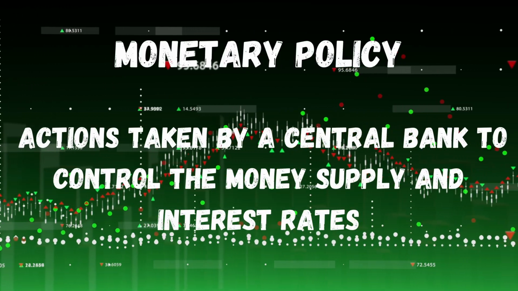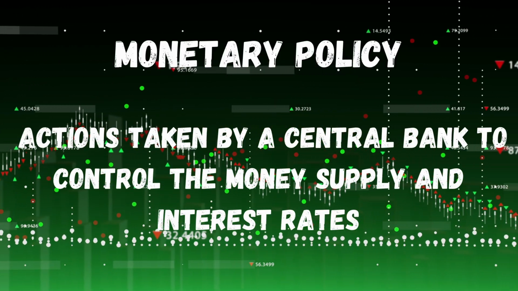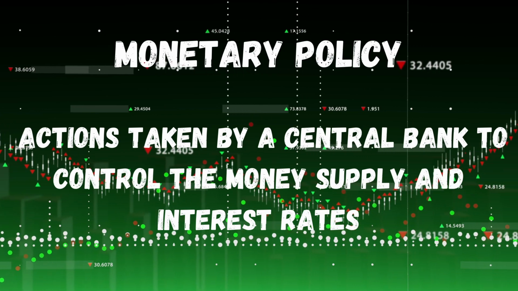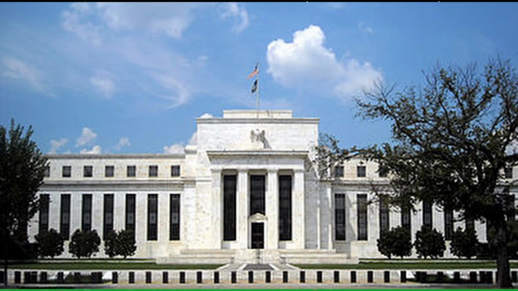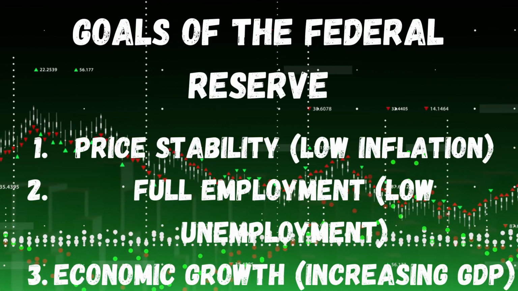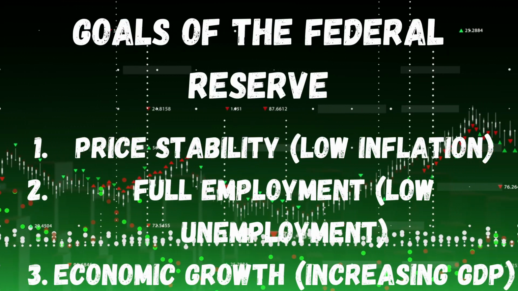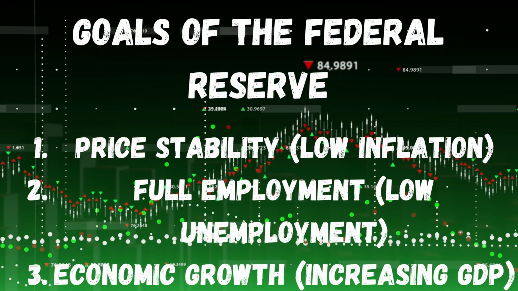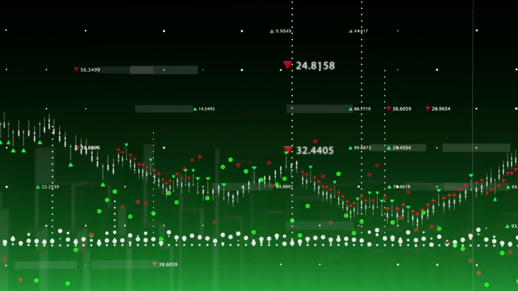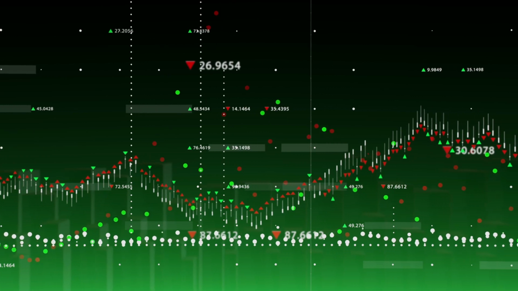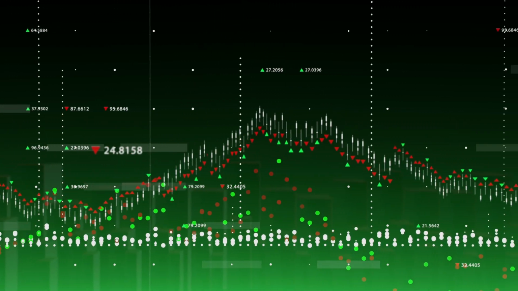Monetary policy refers to the actions taken by a central bank to control money supply and interest rates. In the United States, the central bank is the Federal Reserve. The primary goals: price stability, full employment, and economic growth. The Federal Reserve, often called the Fed, is like the financial backbone of the country. It regulates banks, maintains financial stability, and crucially, executes monetary policy.